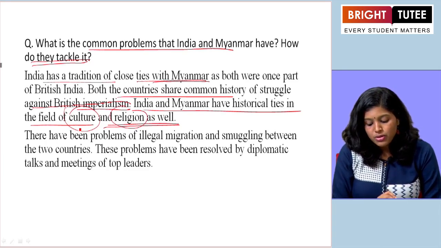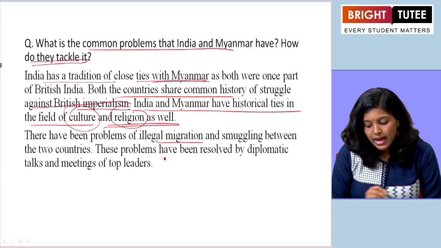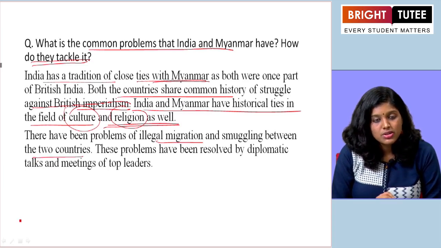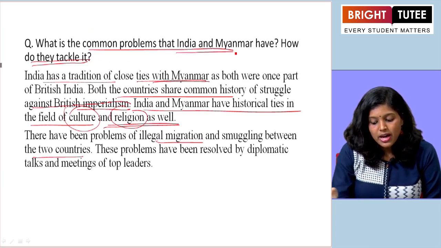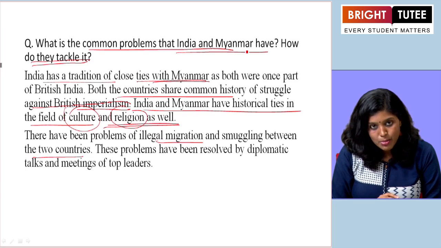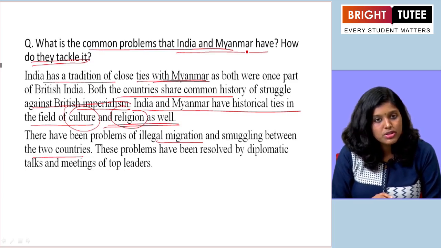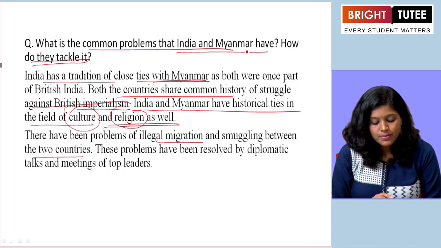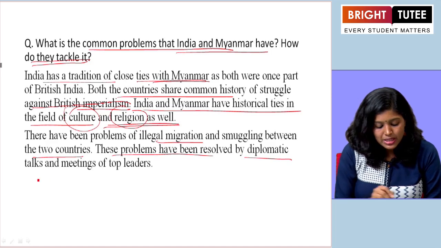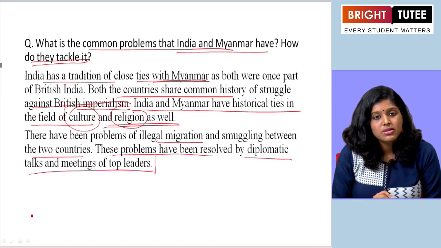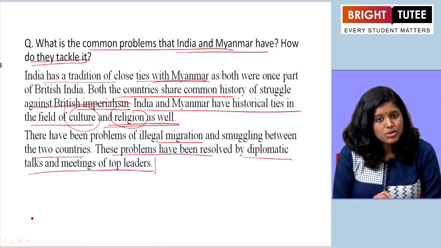There have been problems of illegal migration and smuggling between these two countries. So the second part of the problem which India and Myanmar face is illegal migration and smuggling of goods between the two countries, and these problems have been resolved by diplomatic talks and meetings of top leaders. To a large extent they have succeeded in resolving these problems through high level talks and meetings of top leaders.